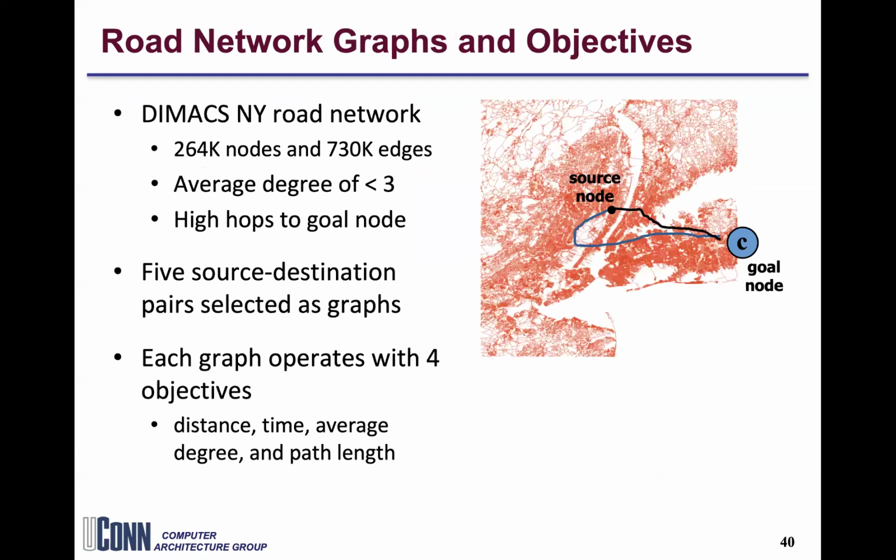We use the road network graph. This is from literature. So in this road network graph, this is a New York road network graph. We create instances by picking source destination pairs. And these are then called so-called graphs. Each source destination pair generates a graph for processing. And then they operate with 4 objectives. In this case, these New York graphs come with distance, time, average degree, and the path length as 4 different objectives that we are co-optimizing.